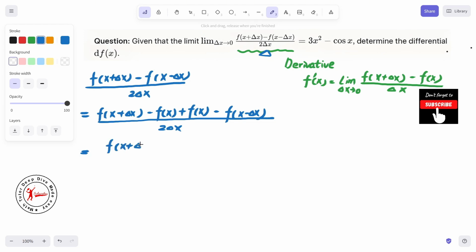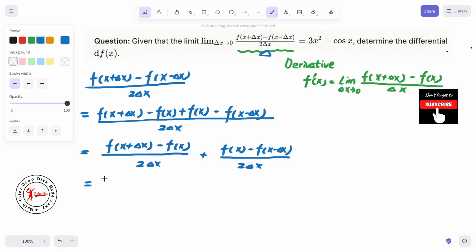Now, let's break down the numerator to see if we can make it resemble the derivative. f of x plus delta x minus f of x minus delta x. This is the function at x plus delta x minus the function at x minus delta x. Let's try to split this difference to align with the derivative definition. f of x plus delta x minus f of x minus delta x equals f of x plus delta x minus f of x, plus f of x minus f of x minus delta x. So the quotient becomes f of x plus delta x minus f of x plus f of x minus f of x minus delta x, all divided by 2 delta x.